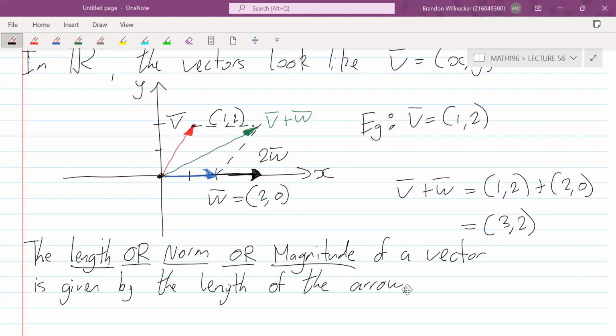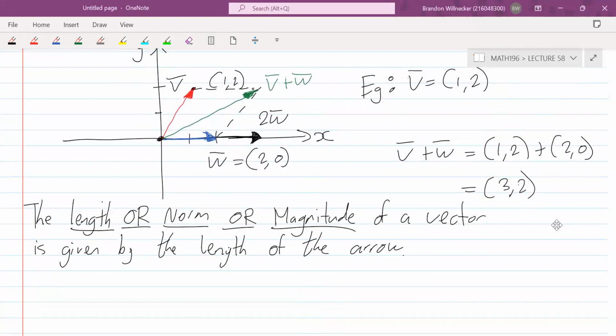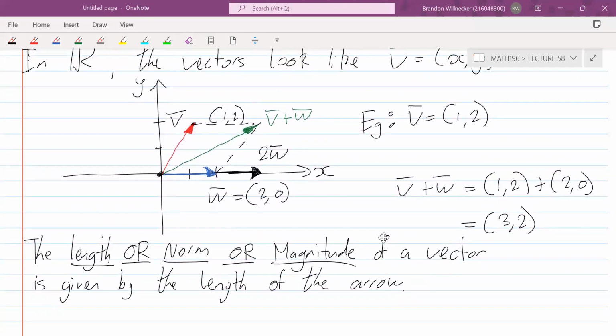Okay, so if we have a vector and we draw it as an arrow, the length of the arrow we say is the length of the vector. Since we're drawing all of them from the origin, if we want to know the length, we just need to use the distance formula from the origin to the end of the arrow. That's where the point is.